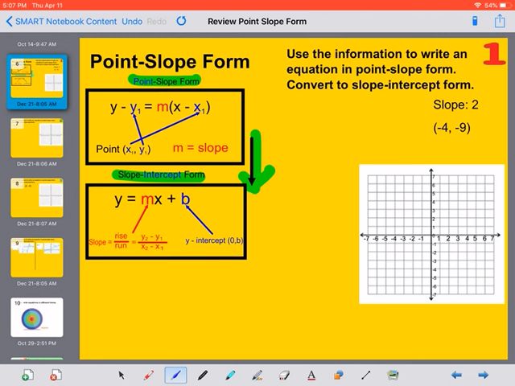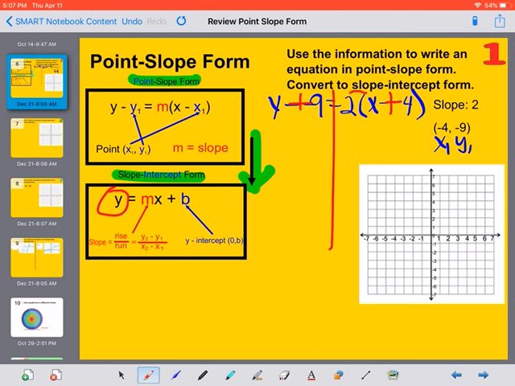Our black x we have there and the y there are just the letters x and y. You just leave them exactly how they are. So I'm going to start writing this, y minus y1, and here's our point, x1, y1. So we have a negative 9. That makes a positive. Equal to m, our slope, which is 2. And then in parentheses, x minus x1, which is a negative 4. Again, making a positive. So now we just need to solve this to get y all by itself.